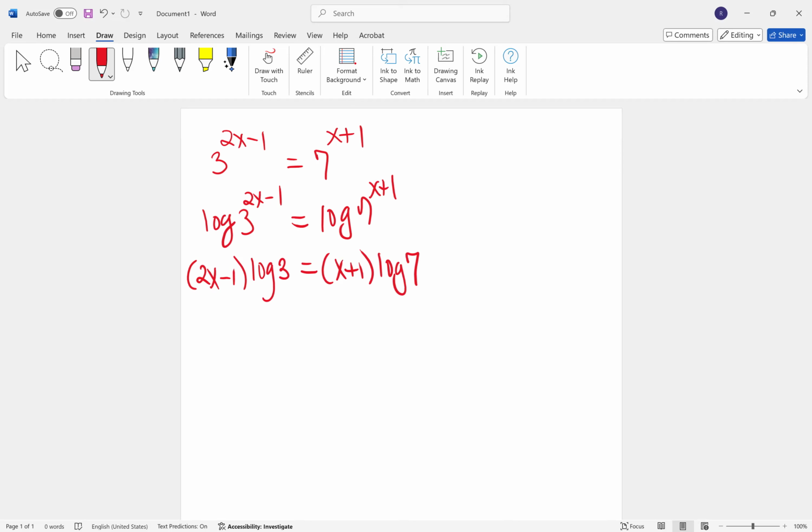So now let's get rid of those groupings, right, by the distributive property. So I'm going to multiply on the left-hand side. So I'm going to have 2x times log 3. Now distribute the negative 1, so minus log 3.